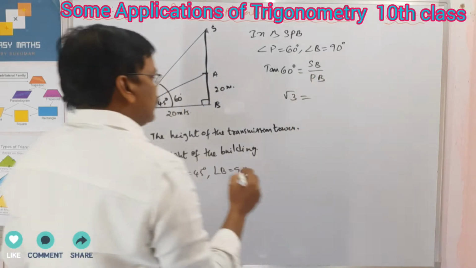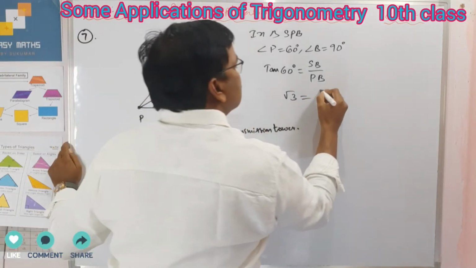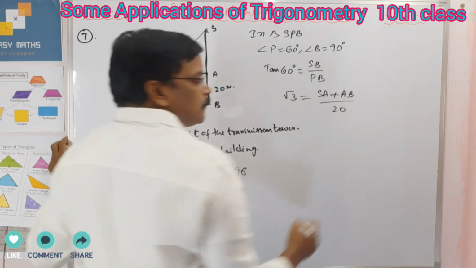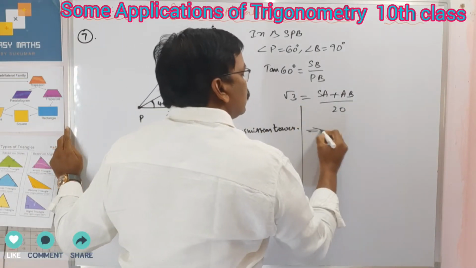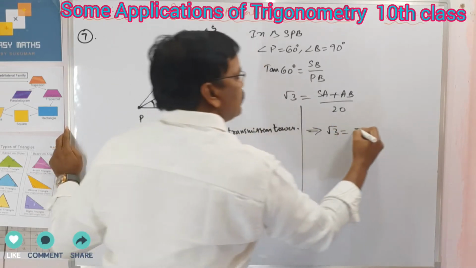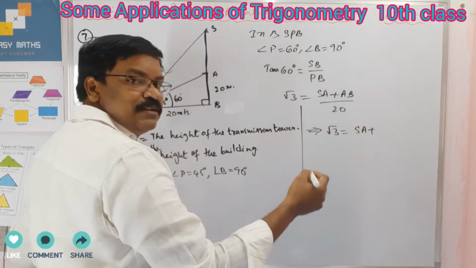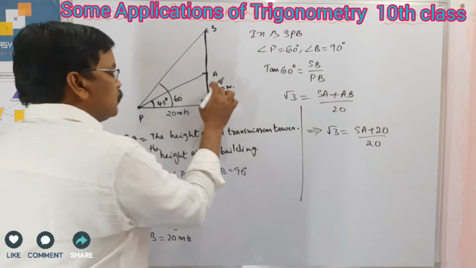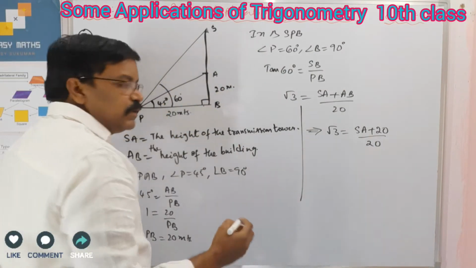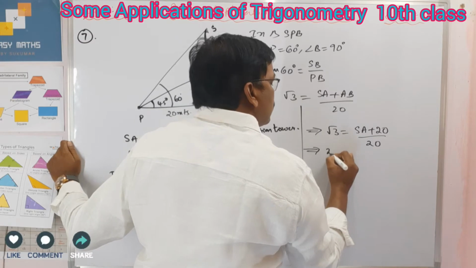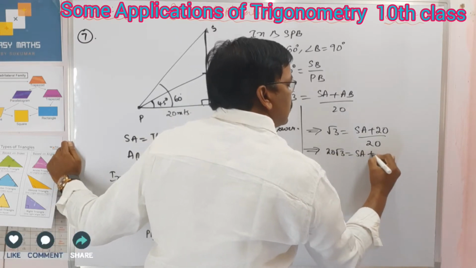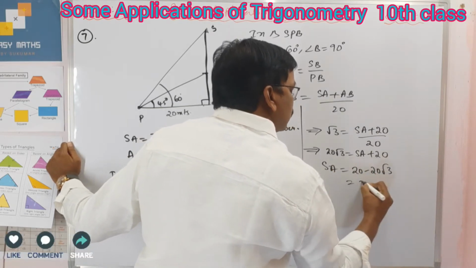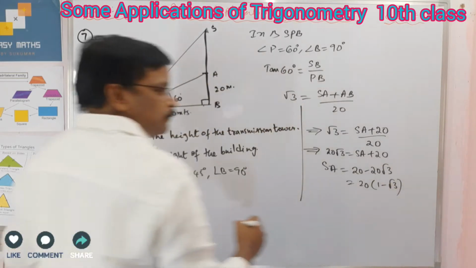Tan 60 means root 3 is equal to SB, that is SA plus AB, by PB, which is 20 meters. This implies root 3 is equal to SA plus 20 by 20, where SA is the height of the tower and AB is 20. PB we have already substituted as 20. So by cross multiplication, my dear students, 20 root 3 is equal to SA plus 20. So SA is equal to 20 root 3 minus 20. Take 20 as common, that is 20 times root 3 minus 1.